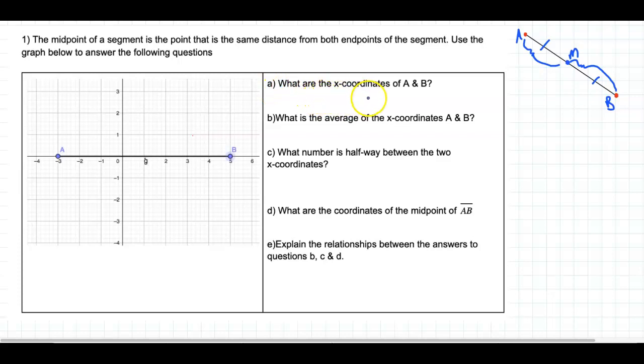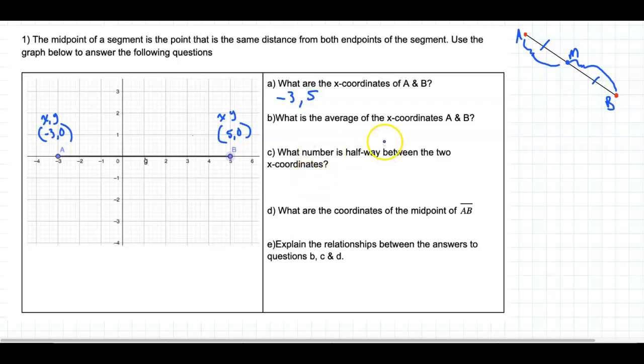What are the x coordinates of A and B? First of all, what are the coordinates here? So this would be -3, 0. The x coordinate is the first coordinate, y is the second, and then the other point is 5, 0. So these are the coordinates, again, x and y. So the x coordinates are -3 and 5.